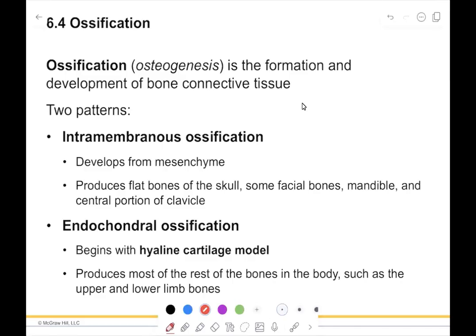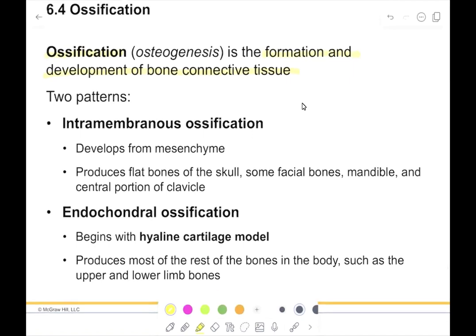This slide is on the process of ossification. Ossification is the formation and the development of bone connective tissue, and it's a process that begins during embryonic and fetal development. There's two main patterns of ossification.